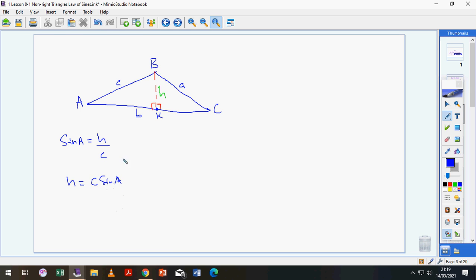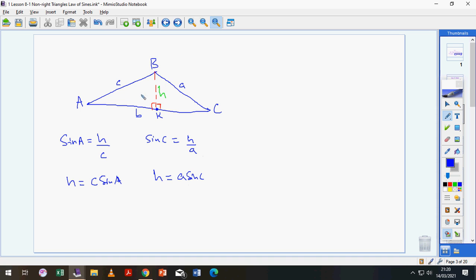Now I can do this same thing for angle C. The sine of C is equal to H divided by A, because H is the opposite and A is the hypotenuse. If I make the height the subject, I'll end up having H is equal to A times sine of C. This was C sine of A, this is A sine of C.